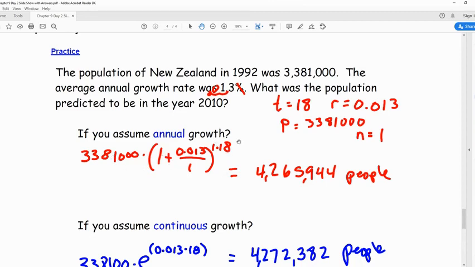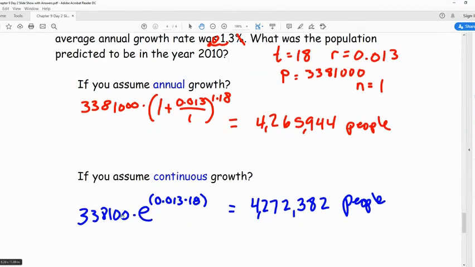So we can plug those in that formula that we had at the beginning. Evaluate, make sure that you use parentheses on this exponent. I would just probably type it to the 18th power. And I end up with 4,265,944 people. If we assume continuous growth, the P value is still the same. The r value is still the same. The t value is still the same. We just use this formula instead. And we could have predicted we do end up with some more people than we had in the other situation with the other formula. So 4,272,382 people if we assume continuous growth.